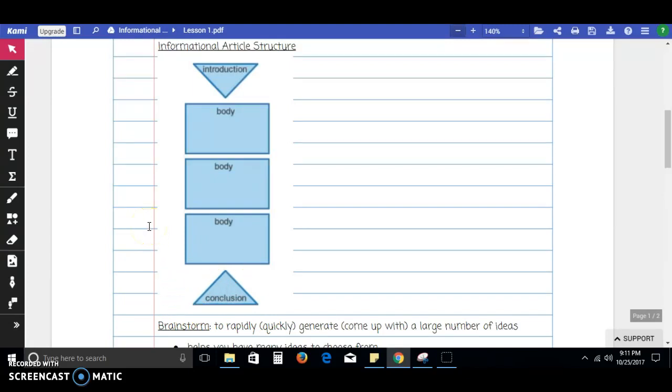If you need to pause the video to go ahead and write that in your notes, you're welcome to do that now and then hit play when you're done with your drawing.